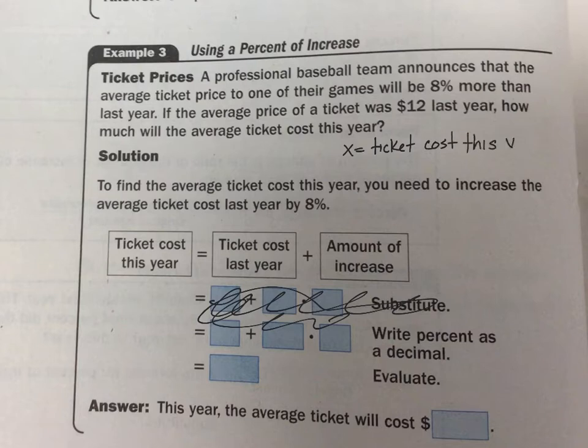Okay, and we've talked about this in class, but just like sales tax in Indiana, you have to pay 7%, right? So when you go up to the register with a $20 item, you're not just paying $20, you're paying all of that, which is 100%, plus you're also paying another 7%. So you could say you're paying 107%, okay? We're going to do the same thing. And if you look at this, the ticket cost this year is what we don't know. And it's going to equal the ticket cost last year, which was $12.